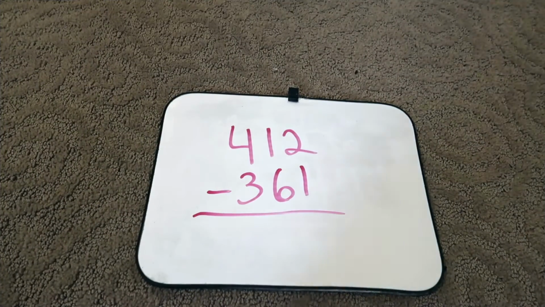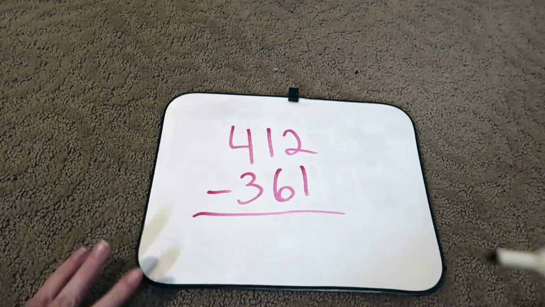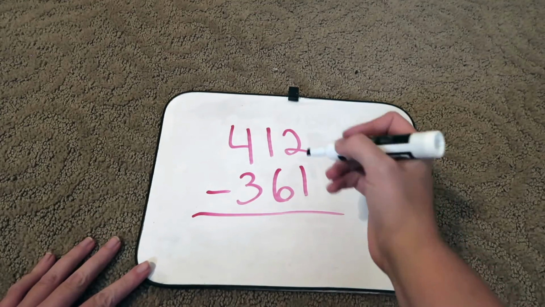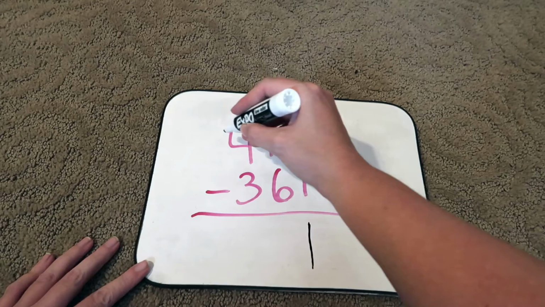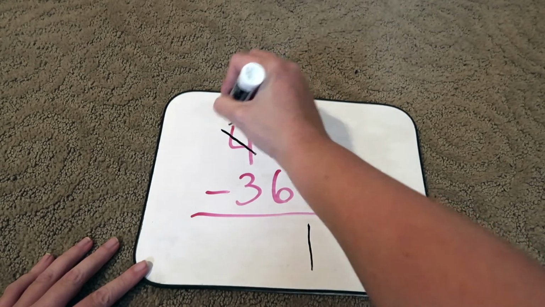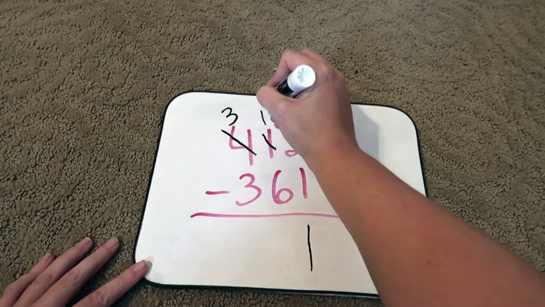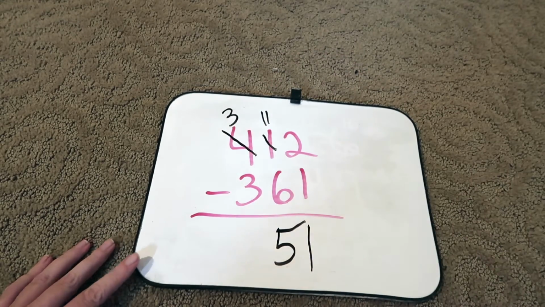This is an example of a three-digit subtraction with regrouping. We're going to look here at the ones place. We can do this. 2 minus 1 is 1. We can't do 1 minus 6, so we're going to borrow from here. And we're going to regroup. This becomes a 3. This becomes an 11. 11 minus 6 is 5. 51.